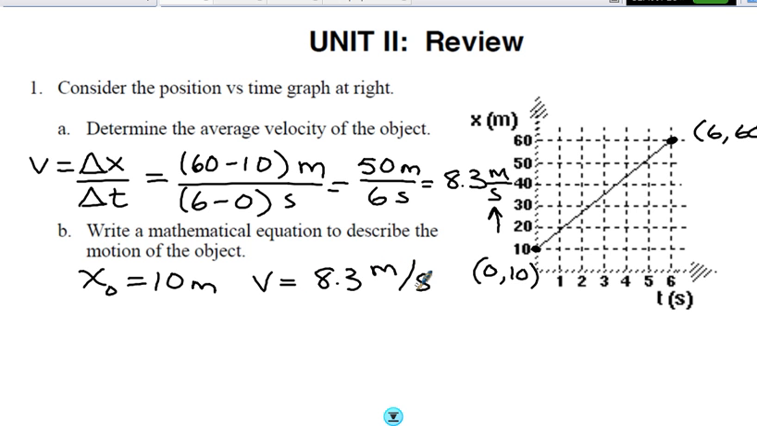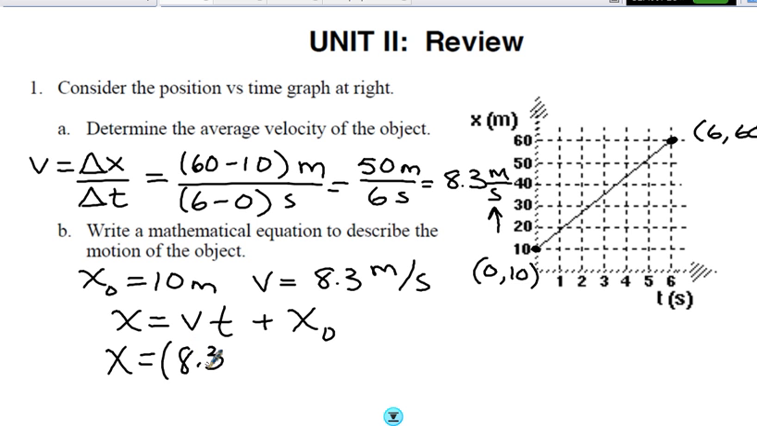Now the general equation for this line looks like this: x equals v times t plus x initial. And so to write down the specific equation that maps this motion, we just plug in the slope that we got, which is the velocity, and the intercept, which is the initial starting point. So we get x equals 8.3 meters per second times t plus 10 meters.